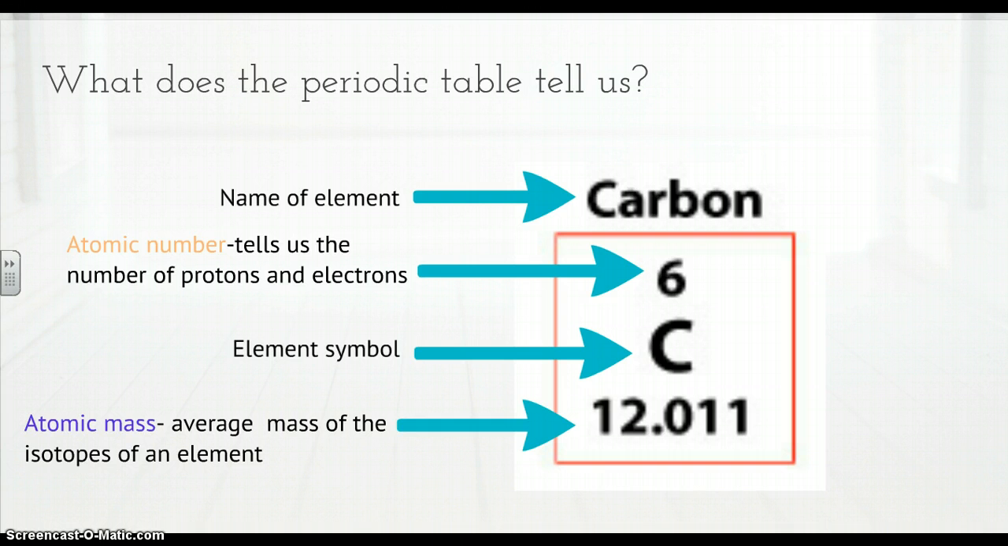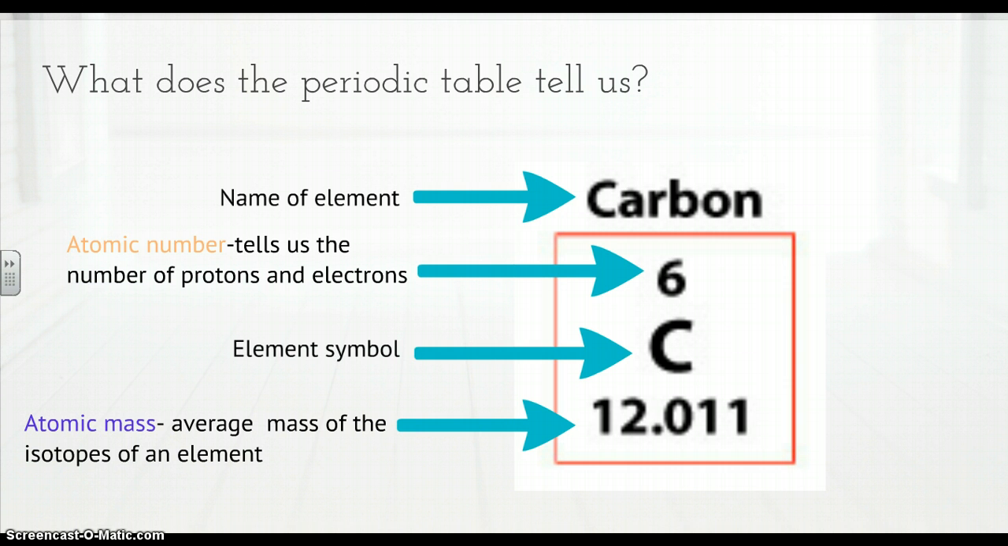The element symbol for carbon is a C, and the atomic mass is that number down at the bottom, 12.011. That is the average mass of the isotopes of an element. In other words, if you take all the atoms of carbon, that is the average mass of those atoms. The mass is made up by the protons and the neutrons and the electrons. When you add all that together, the average mass of carbon is 12.011.